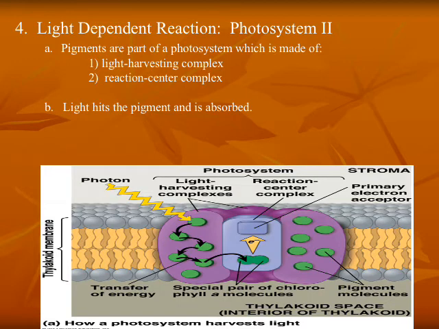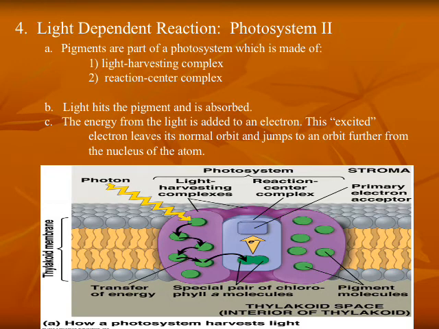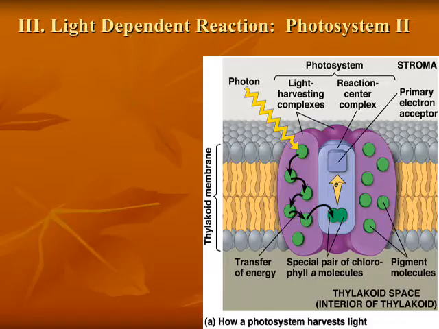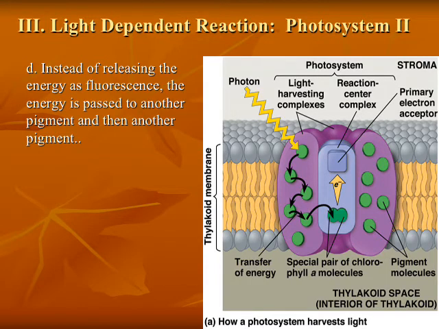So light hits the pigment, we have the chlorophyll inside these photosystems, and the light is absorbed. The energy from that light is added to an electron. That excited electron leaves its normal orbit and jumps to an orbit further from the nucleus of an atom, just like we were talking about in the previous slide. So instead of that energy being released as fluorescence, the energy is passed to another pigment and then to another pigment as it goes through this light harvesting complex.